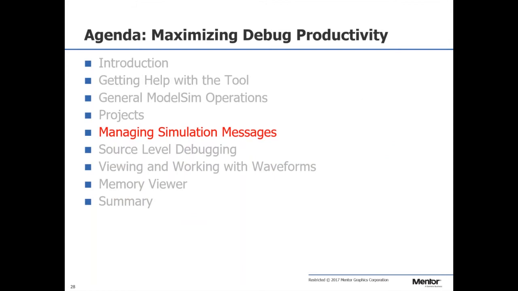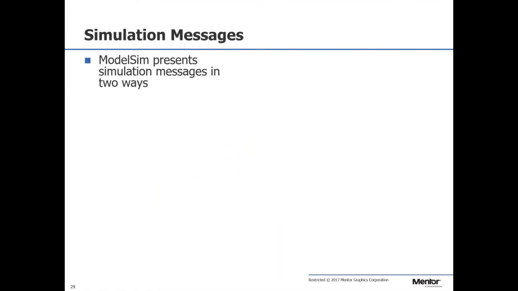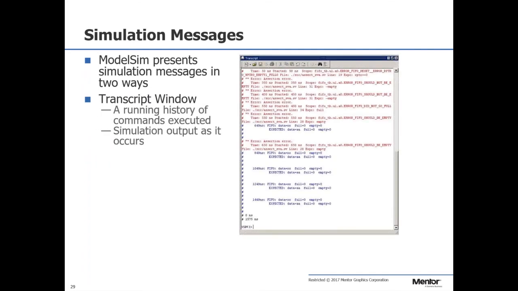So now let's say I'm running my simulation and I'm getting messages coming out in the transcript window. ModelSim will present those messages in a couple of different ways. The default way is in the transcript window, where, as the messages come along, they're thrown out as a linear collection of all the messages. That's good for just looking at the simulation as it's going along.